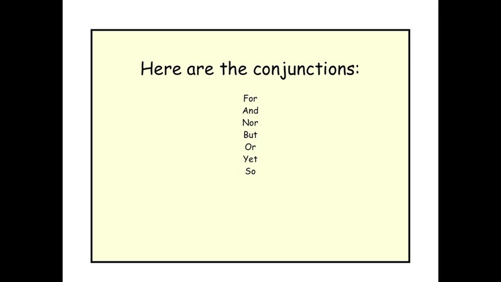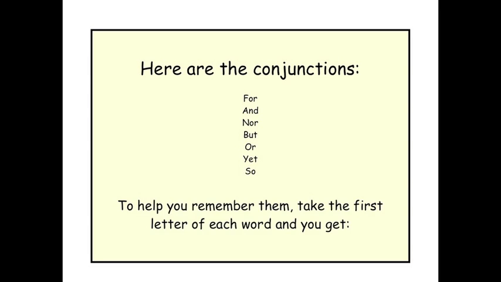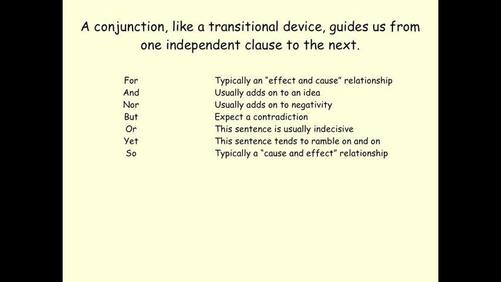There are 7 conjunctions to remember. They are for, and, nor, but, or, yet, so. To help you remember them, take the first letter of each word and you get FANBOYS. A conjunction, like a transitional device, usually guides us from one independent clause to the next.